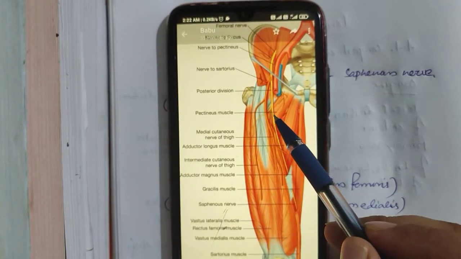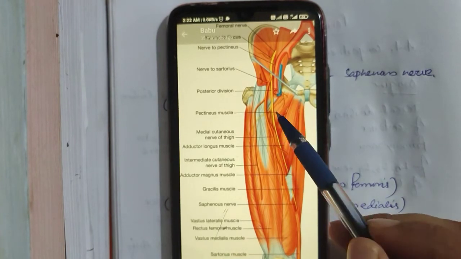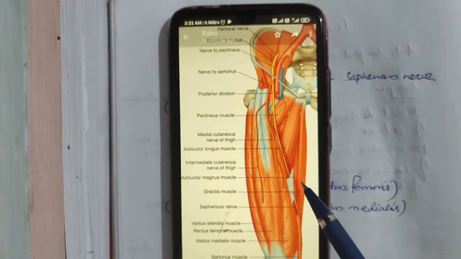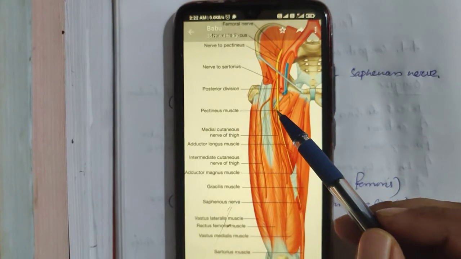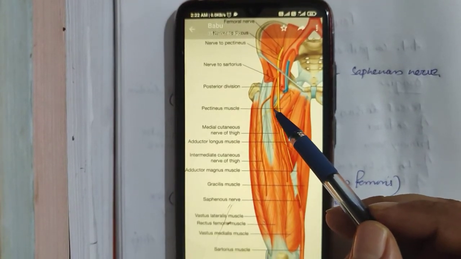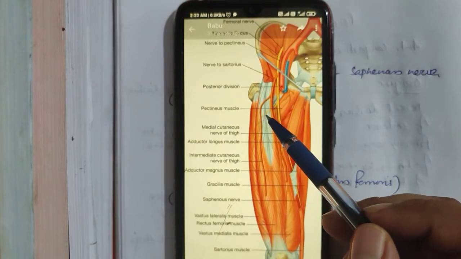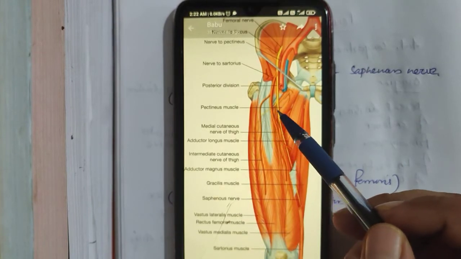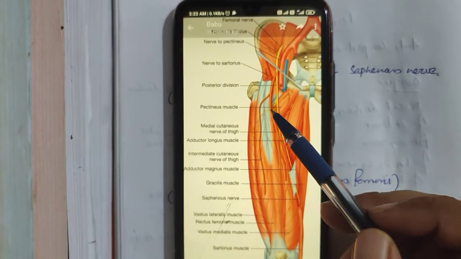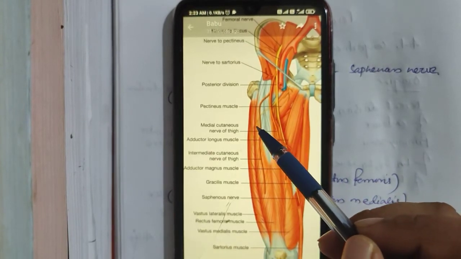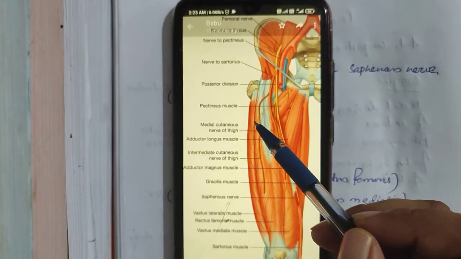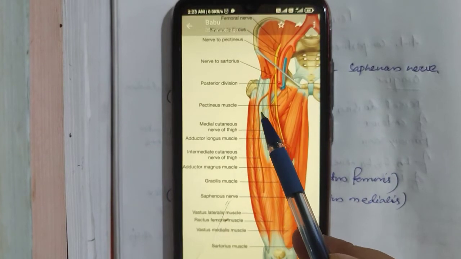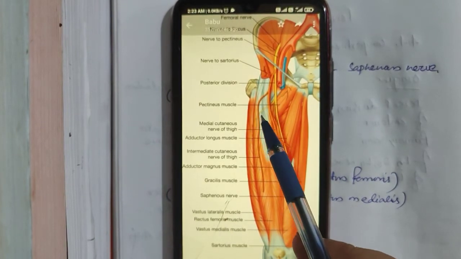And next, the yellow color, this is the saphenous nerve. It is the cutaneous branch of the posterior division of the femoral nerve. And next, this yellow color shows the posterior division of the femoral nerve, and these are the muscular or motor branches which supply the muscles. This is the lateral side, called the vastus lateralis muscle, and it is supplied by the posterior division of the femoral nerve.